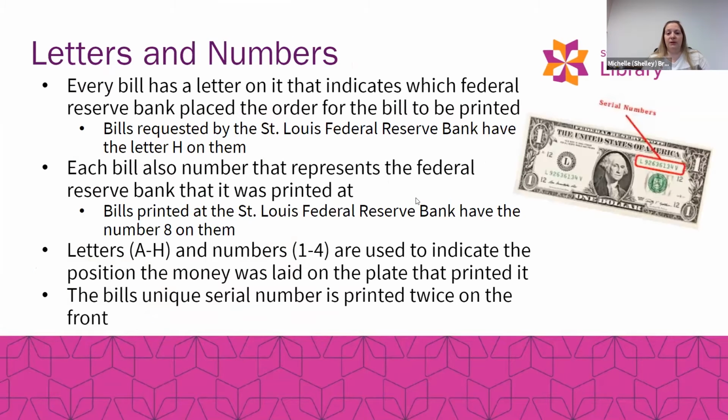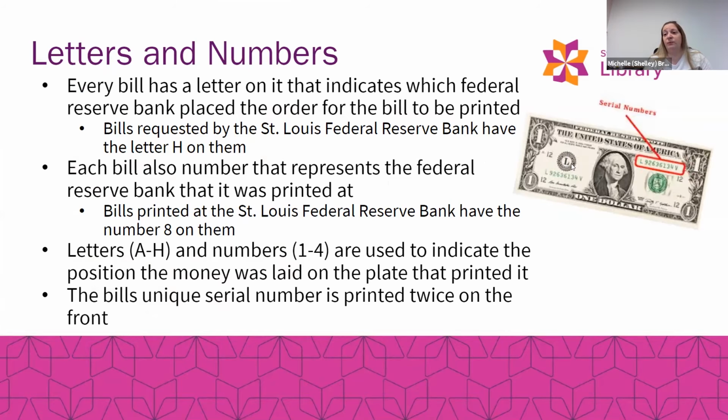All right, so this one I think is really neat. Every bill has a letter that indicates which Federal Reserve Bank placed the order for the bill to be printed. So the bills requested by the St. Louis Federal Reserve Bank have the letter H on them. So we can see right here. I think it's actually this one. Yeah. So this is where it would be if it was requested by St. Louis, it would have an H.